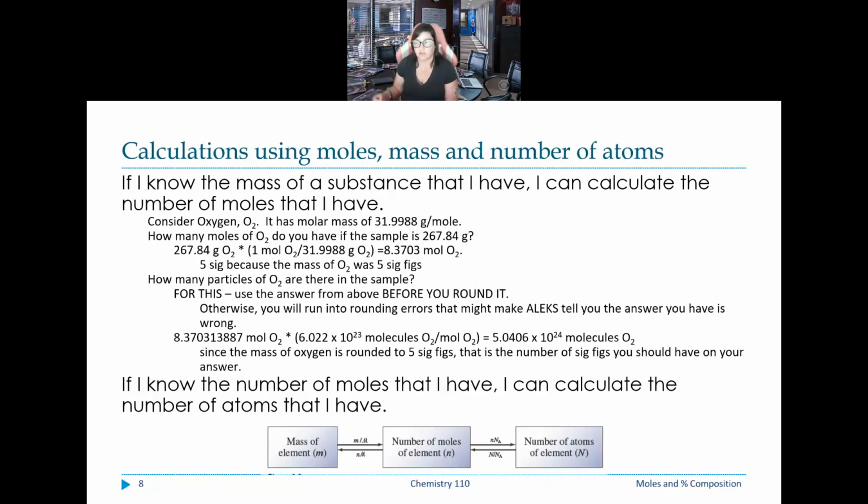Since the mass of oxygen is rounded to 5 sig figs, the number of sig figs you should have on your answer is 5. So if I know the number of moles that I have, I can calculate the number of atoms. If I know the number of atoms, I can calculate the number of moles. If I have the number of moles, I can calculate the number of grams. If I have the number of grams, I can calculate the number of moles. So now I can go all kinds of different places with a mass, a molecular weight, and the number of particles that are in a mole.